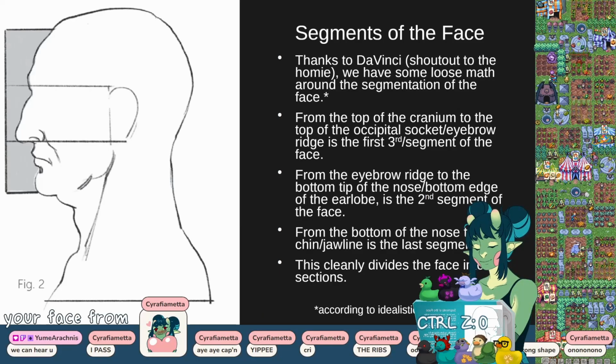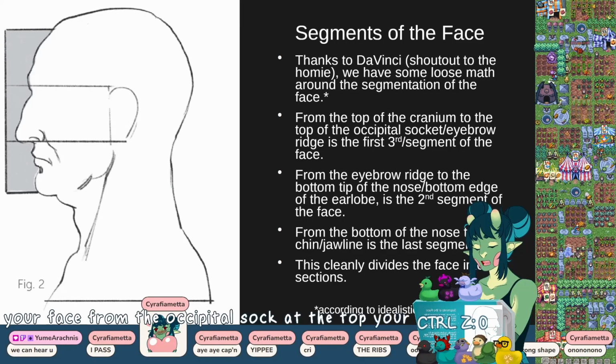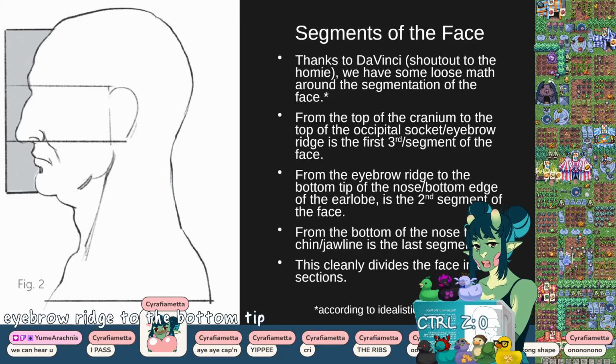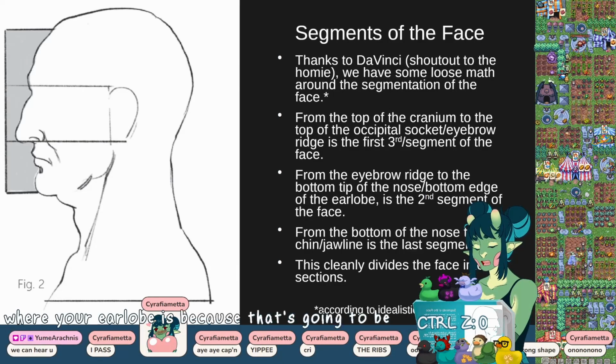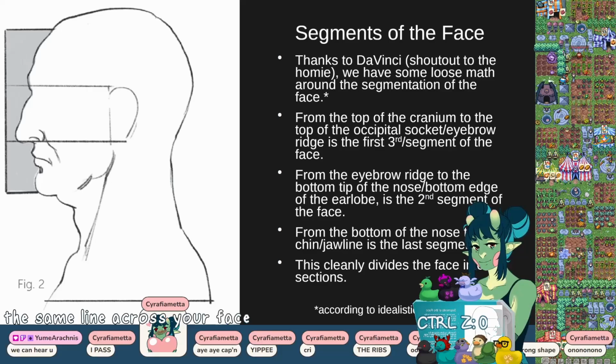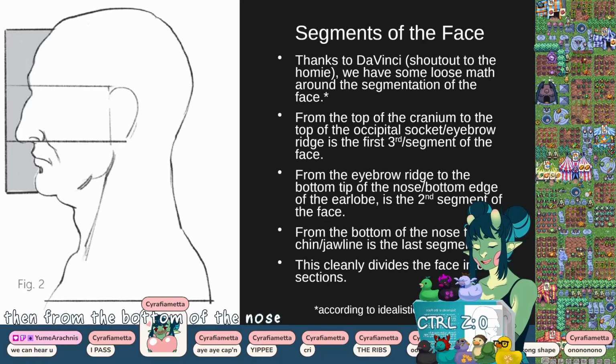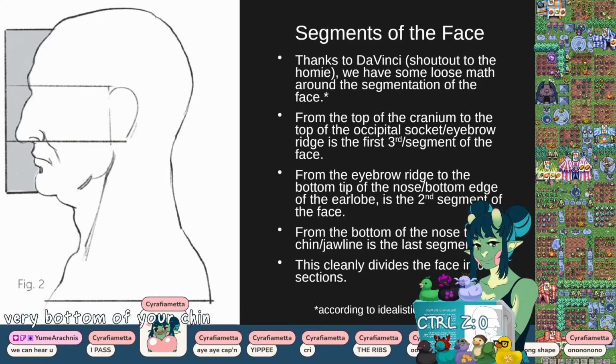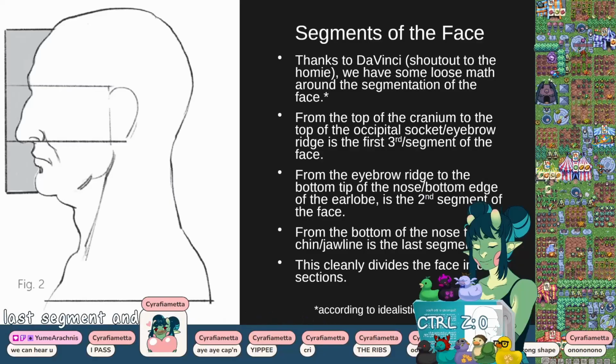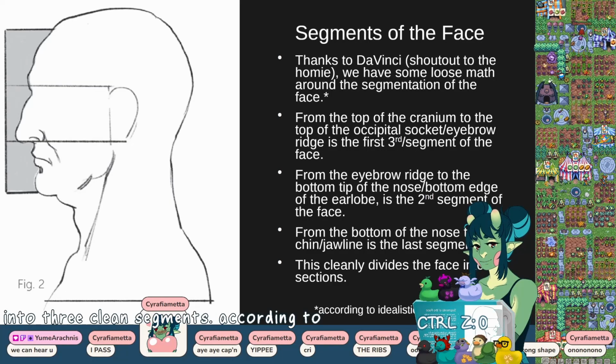From the eyebrow ridge to the bottom tip of your nose, which is also where your earlobe is, because that's going to be the same line across your face, that's the second segment of the face, right? And then from the bottom of the nose to the very bottom of your chin or jawline is the last segment. This evenly divides your face into 3 clean segments, according to idealistic Western standards.